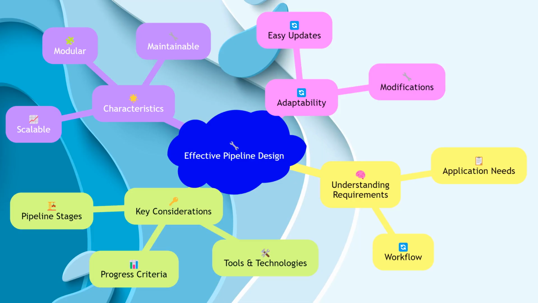Designing effective pipelines involves understanding the requirements of your application and workflow. Key considerations include the stages of the pipeline, the tools and technologies used, and the criteria for progressing between stages. Effective pipelines are modular, scalable, and maintainable, allowing for easy updates and modifications as your application and workflow evolve.